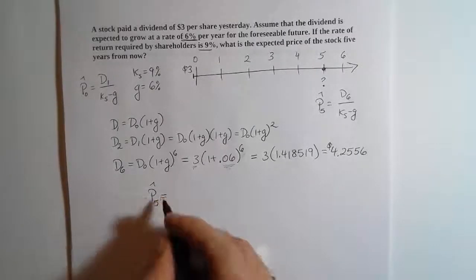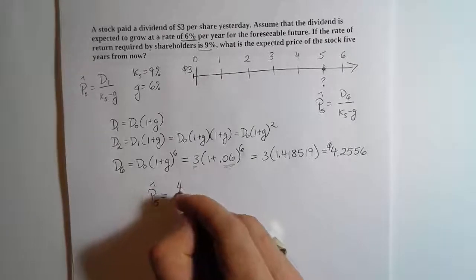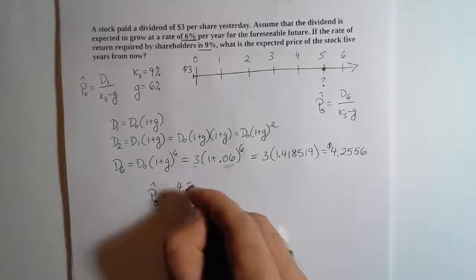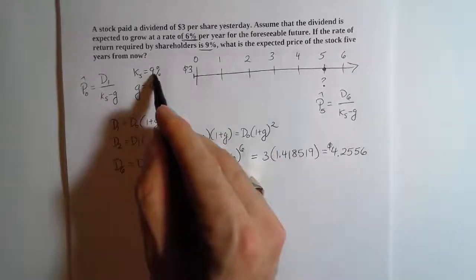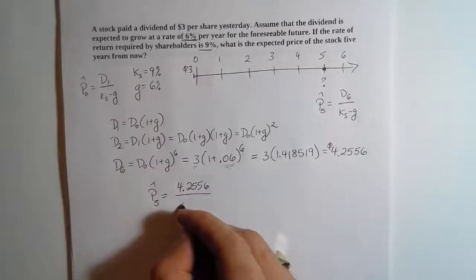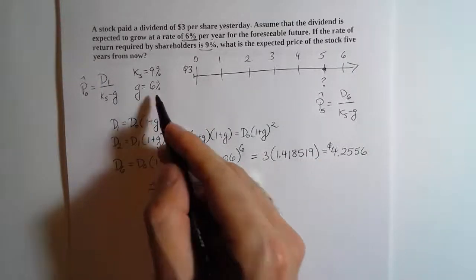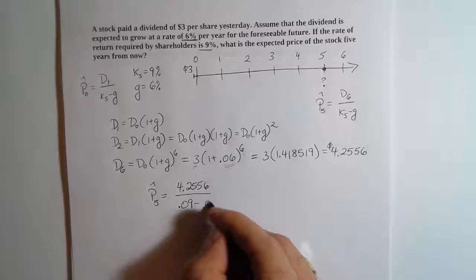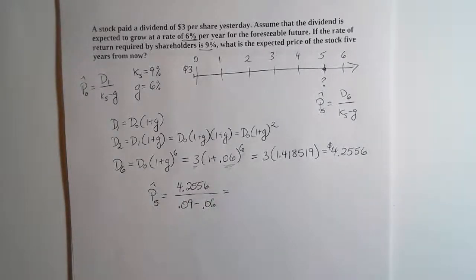So my expected price at the end of year 5 will be equal to D6, which is 4.2556, divided by KS, which is 9%, so I'll put that in decimal form, so 0.09, minus G, which is 6%, which I'll put in decimal form. And at this point, I recommend that you pause the video to work that out and to see what you get.